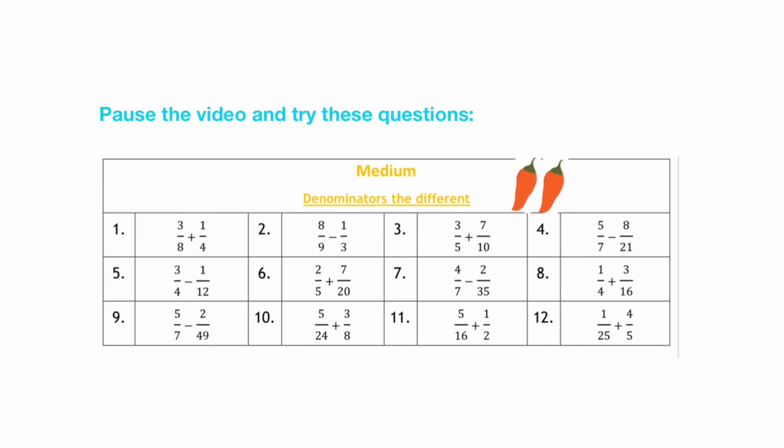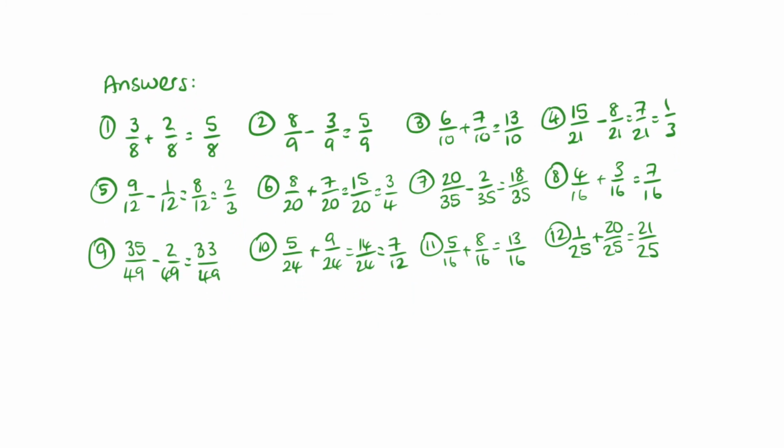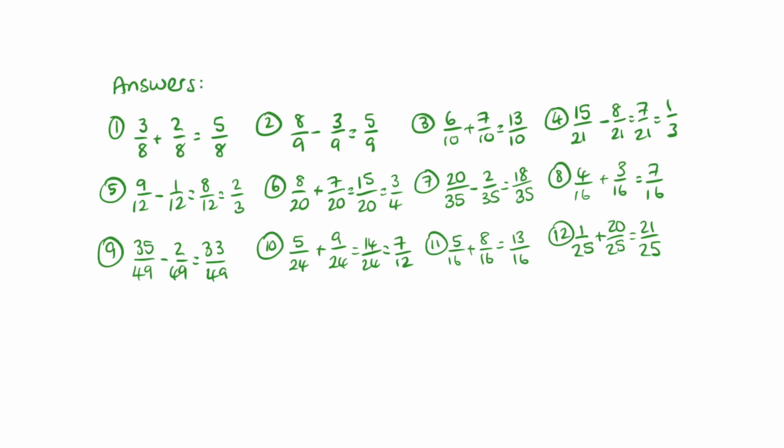So these are a little bit more tricky because the denominators are different. I've just spotted that says denominators the different, means are different. Okay, so try all those ones. Pause the video whilst you do those. Right, if you're ready to see the answers, here they come. If you're not ready, pause again, quick. So there's the answers. So you pause that and check your work. You will notice that some of these have been simplified as well.